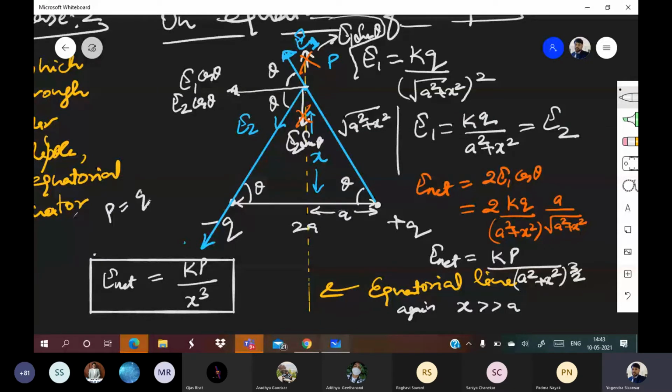P is equal to Q into 2A. That is the dipole moment. Q is the charge on the positive charge of the dipole, and 2A is the separation between the two charges. So Q into 2A became P. Madhura, understood? Okay. She understood now.